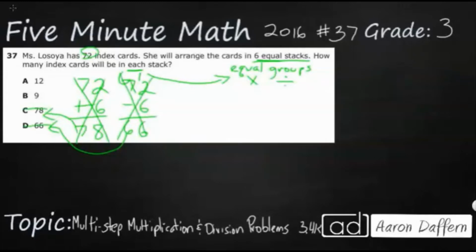And so what we need to do is either multiply or divide. We can just use logic here, saying both of our remaining answer choices, 12 and 9, are smaller. And so when we get smaller, we're going to be dividing. Dividing is what makes it smaller. Multiplication typically makes our answers bigger.